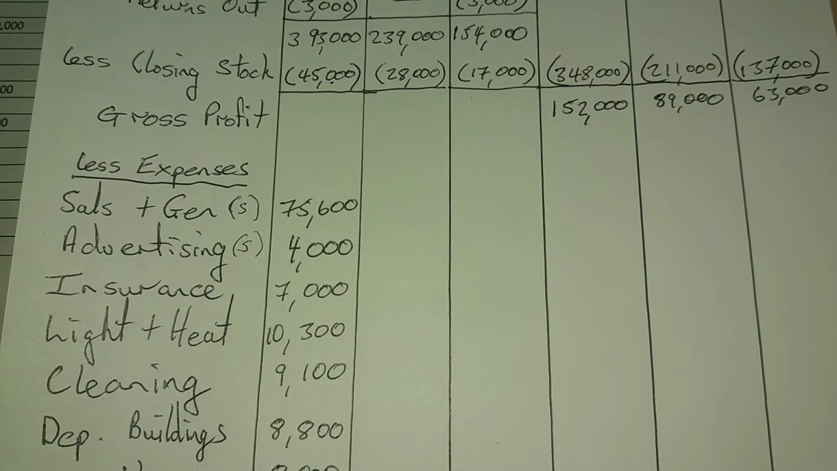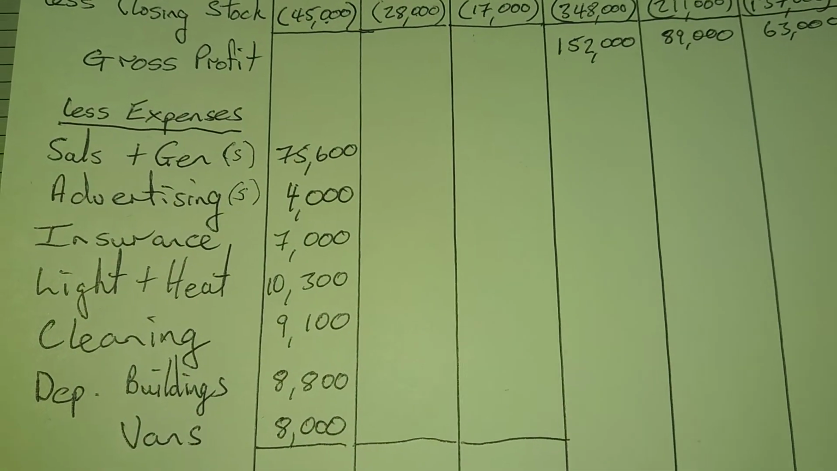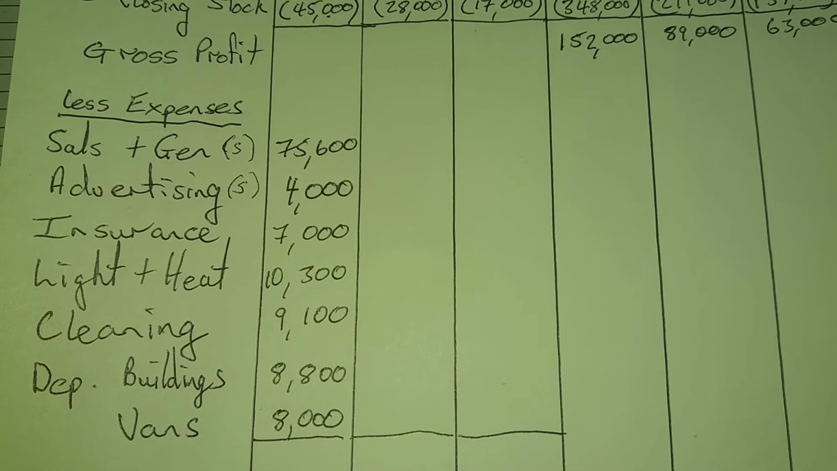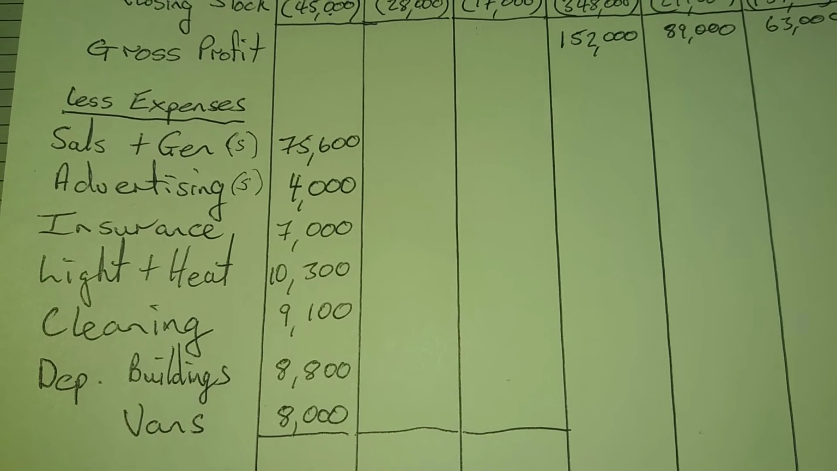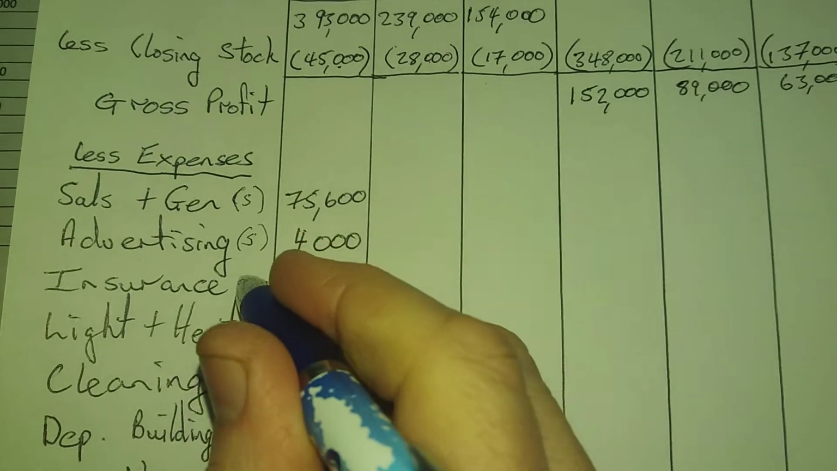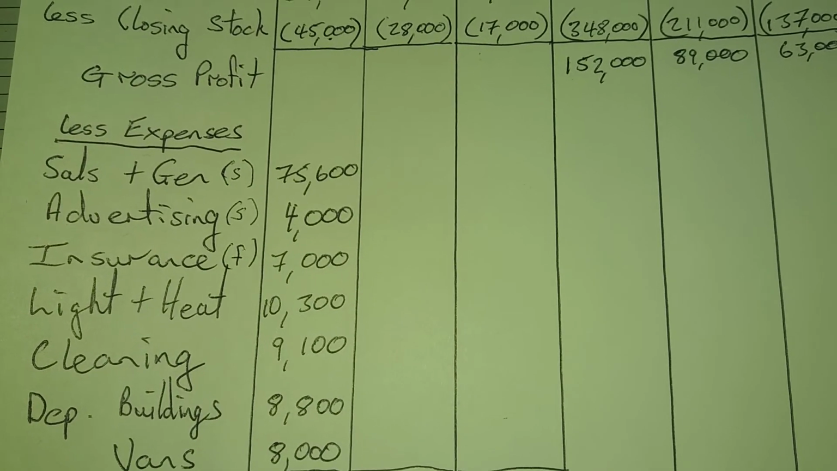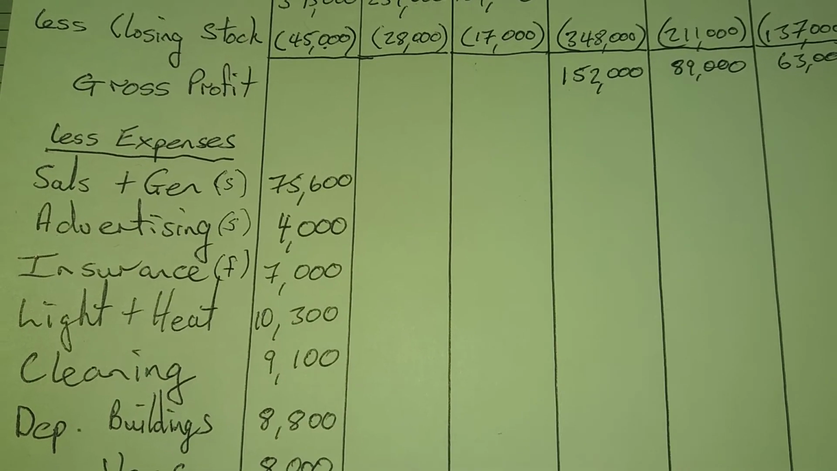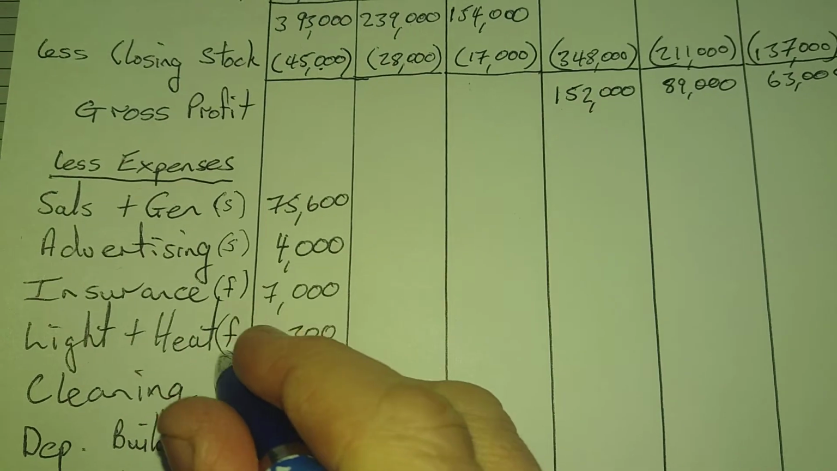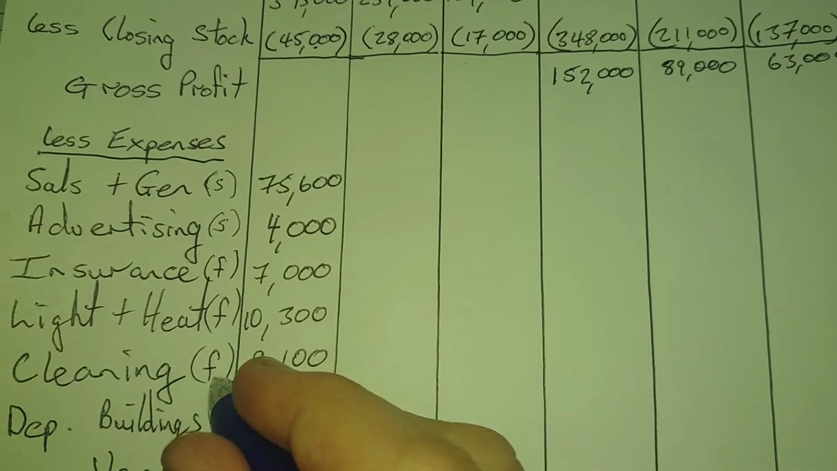Insurance. If we think of it in terms of public liability insurance, the insurance that you pay in case somebody slips or falls in your premises, then the larger the floor space you have, the more insurance you should be paying. So we put that as floor space. Light and heat, I think we all would agree that the bigger the floor space you have, the more you have to heat and light it. So we'll divide that up on the basis of floor space. Same goes for cleaning. I think we've done this before.